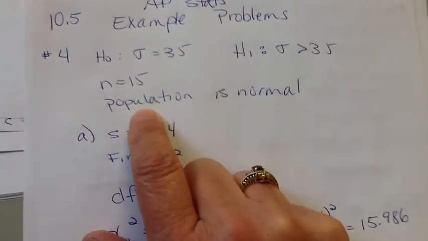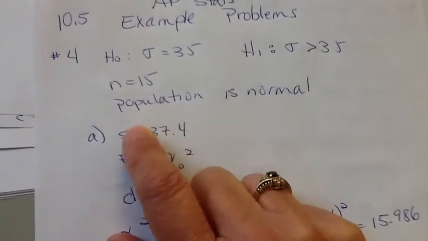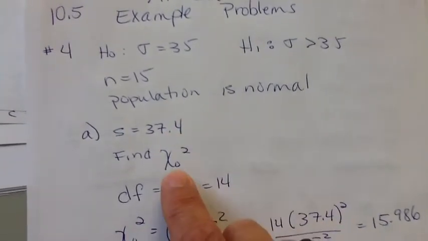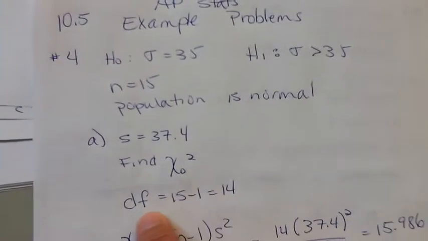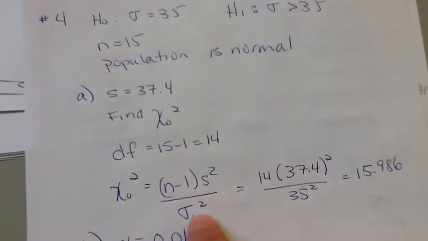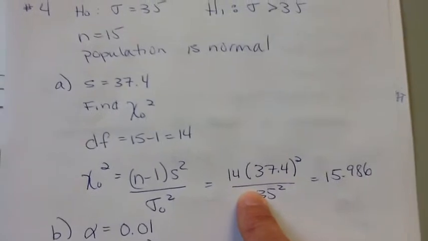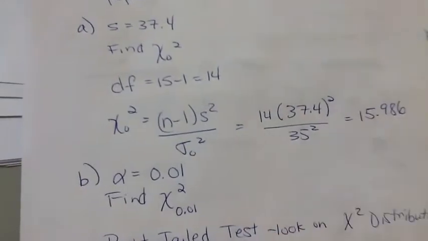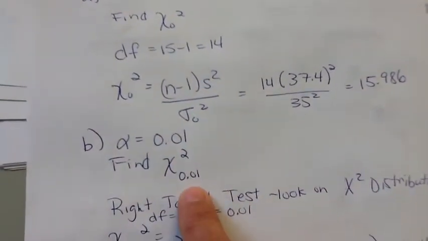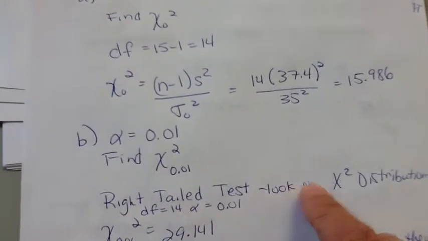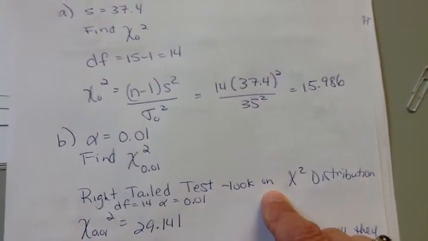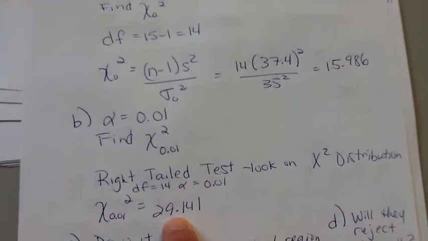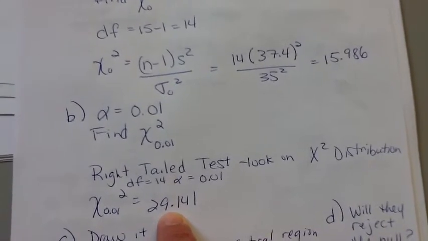We have a sample size of 15, and they tell us the population is normal. They also told us in Part A that the sample standard deviation was 37.4, and we're going to find the test statistic. The degrees of freedom is 14, and I plug all my numbers into this test statistic, and I get 15.986. Now they told us at this alpha, let's find the critical numbers. Remember, it is a right-tailed test, so I look in the chi-squared distribution chart, degrees of freedom of 14, this is my alpha, and I found my critical number to be 29.14.